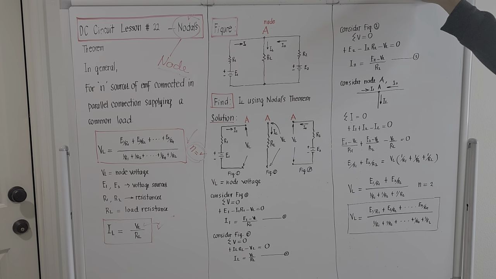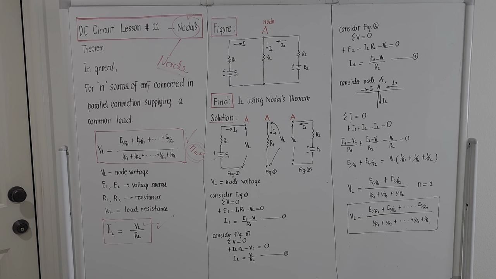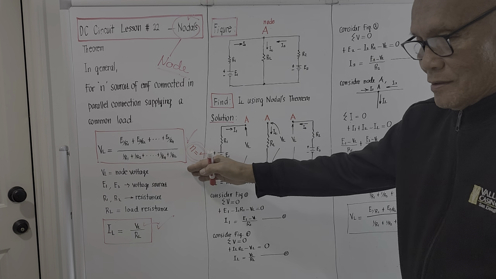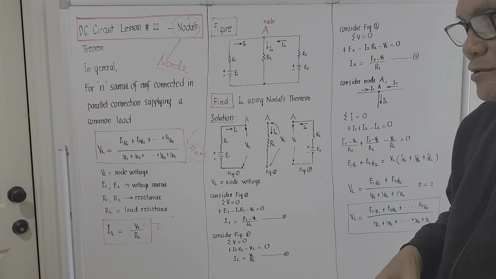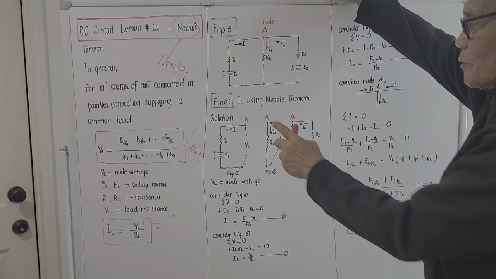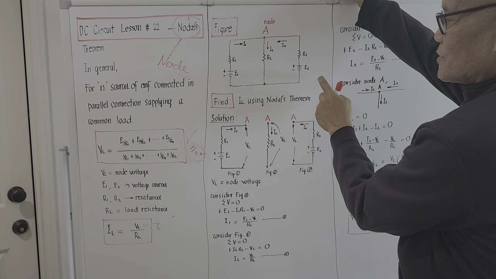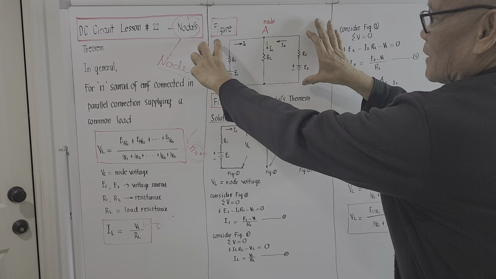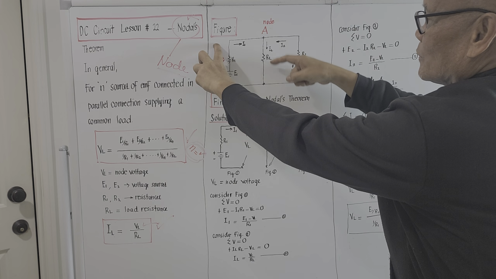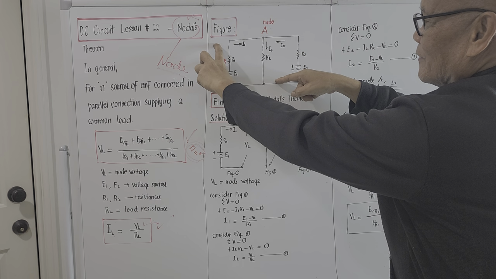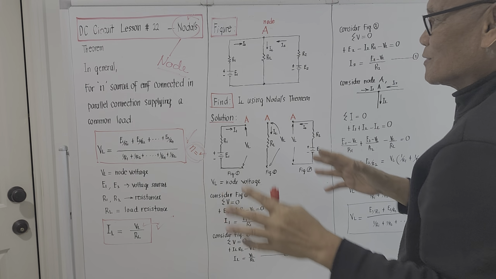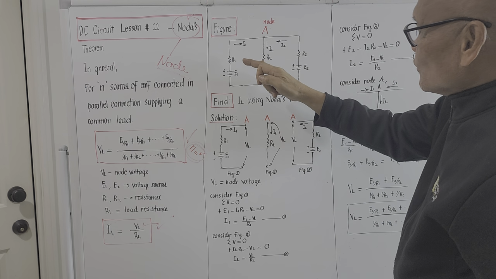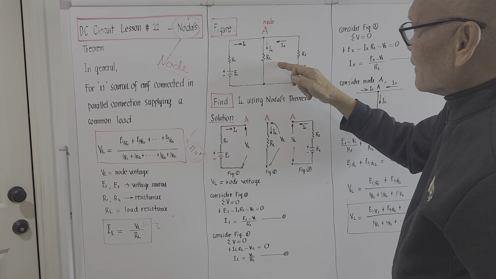To simplify the derivation of this, we will just consider for the meantime two voltage sources. Voltage source number 1, voltage source number 2, they are in parallel, supplying a common load RL. Just to simplify the derivation for the meantime. This will be R1, R2, this RL.